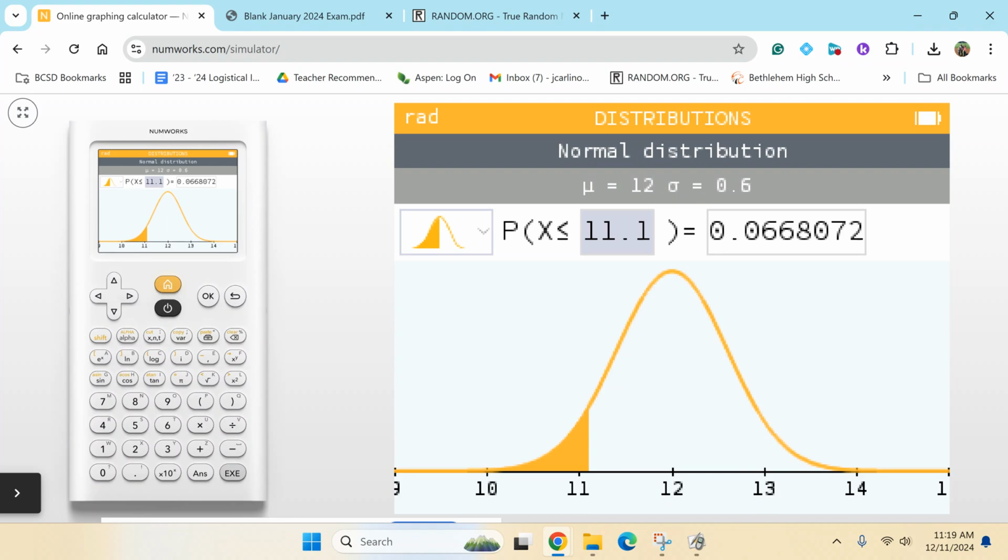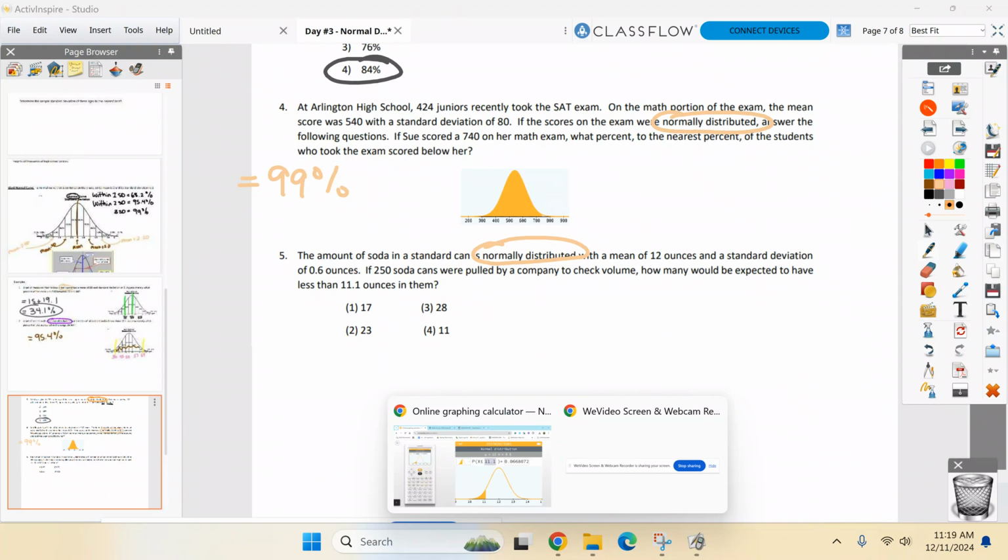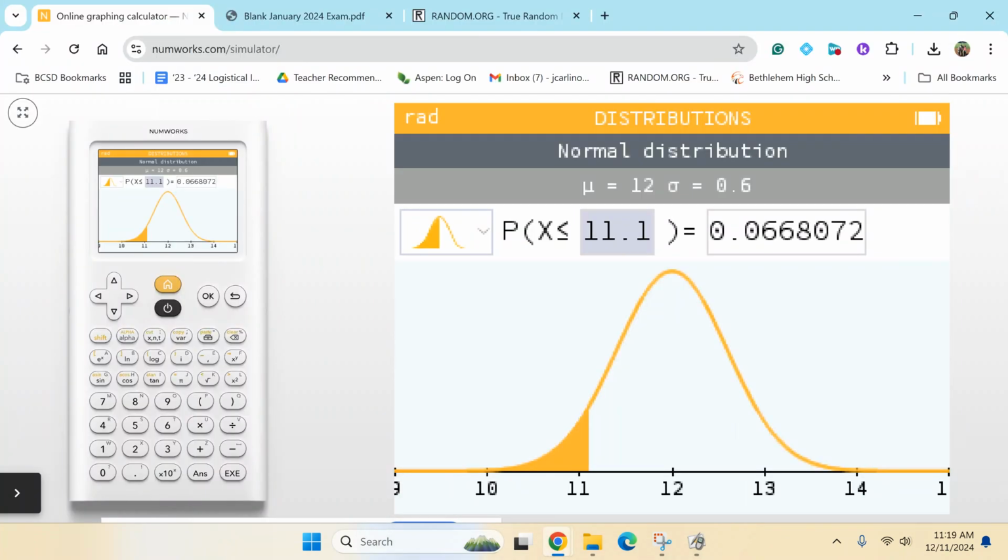Okay, now be careful here. This is a trap. That's my percent as a decimal, but I'm not looking for that. I'm looking for how many cans. So about 67% of 250 are less. All right, does everyone see what I'm looking for here? Do I have the wrong one up here? No, it's 0.067, so it's about 7%.